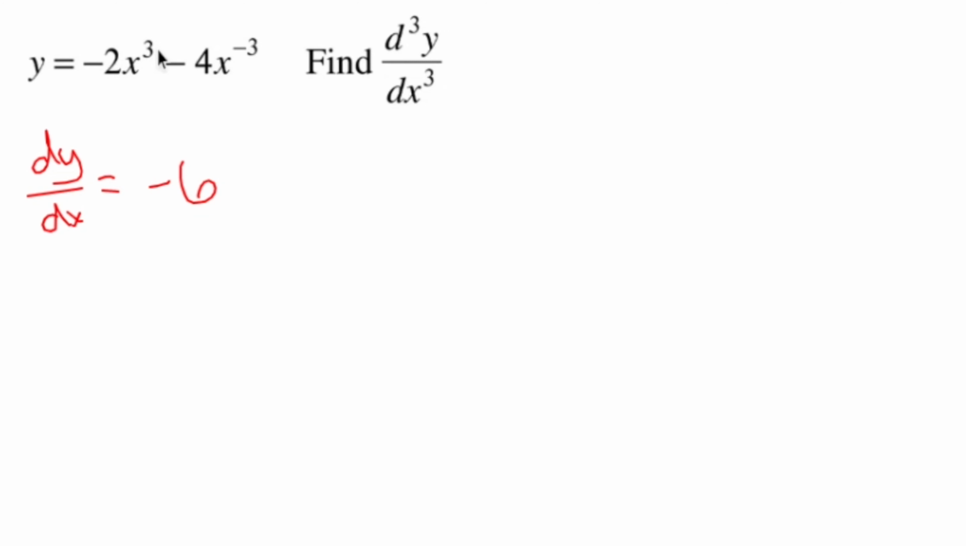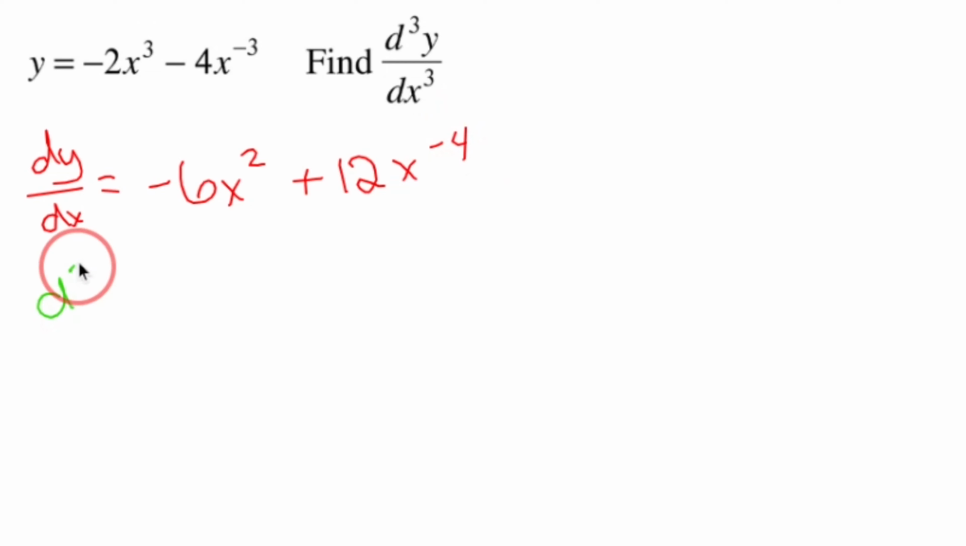Take 3 and subtract 1, and x to the third becomes x squared. But I got to do it again. -3 times -4 is +12. Interesting. X to the -3 minus 1 is -4. That's my first derivative.